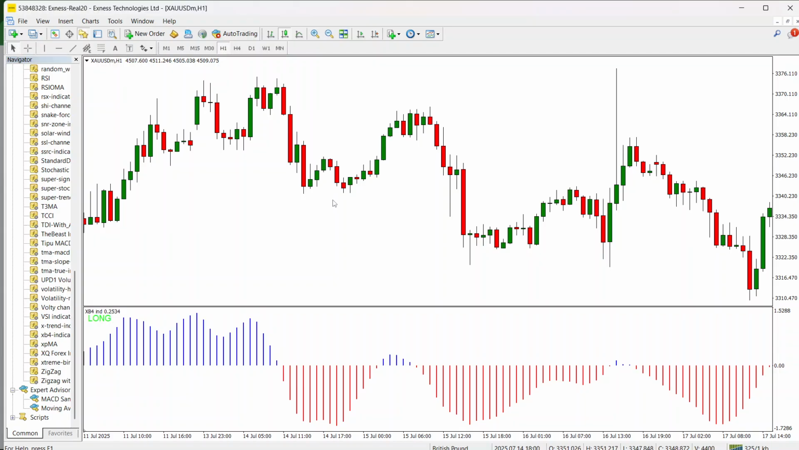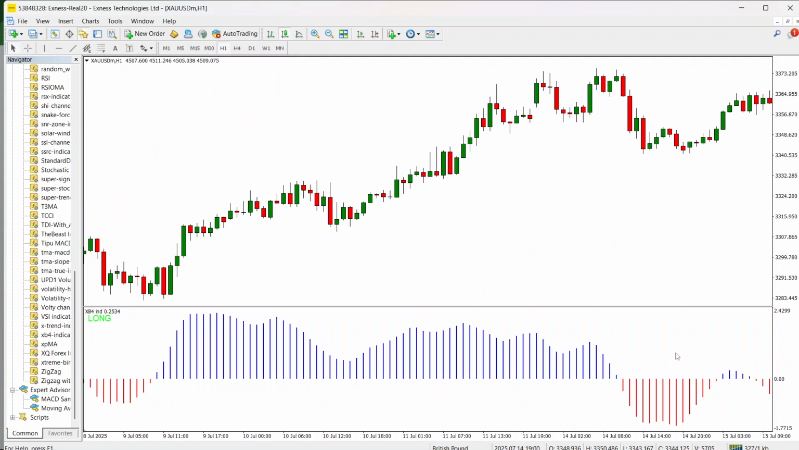On the chart, the XB4 indicator displays in a separate window below the main chart with a clear zero level reference line dividing bullish and bearish zones. As you can see here, this is the zero level line. The color-coded histogram makes it easy to spot market trends at a glance without the need for complex line drawing or interpretation, providing visual cues without cluttering your charts.